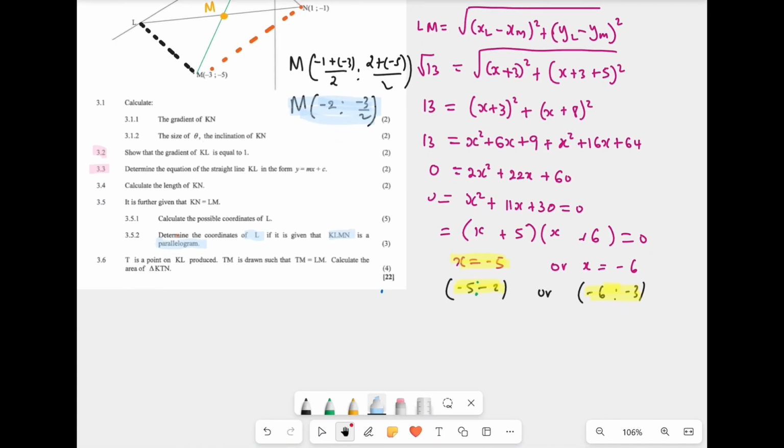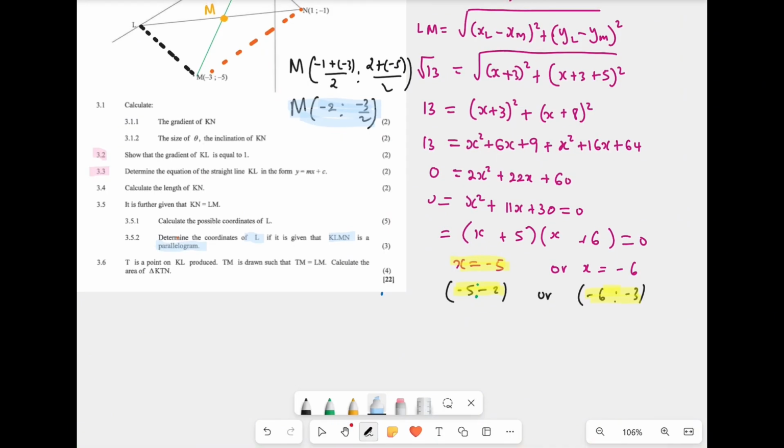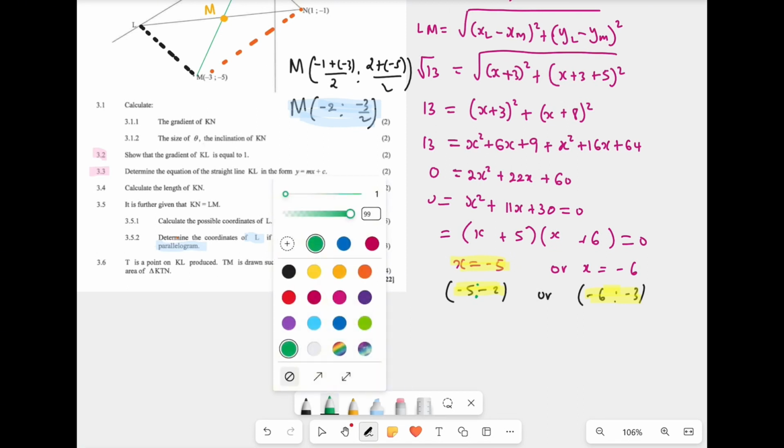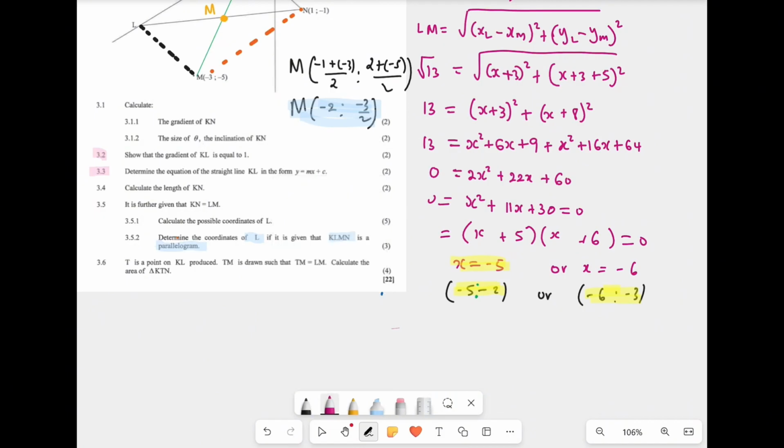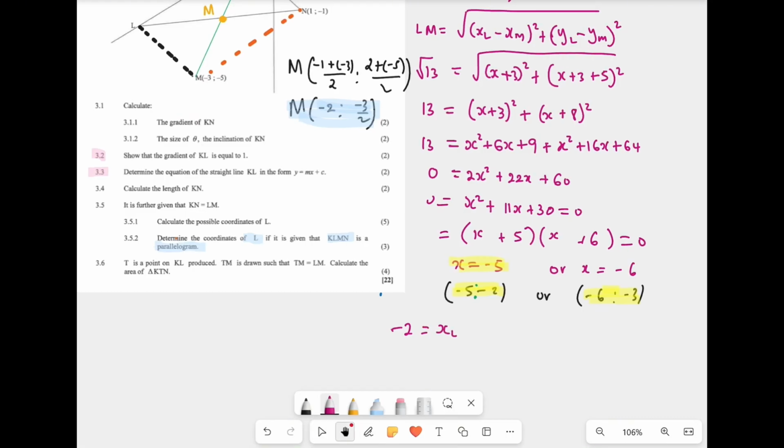So we can split the midpoint formula to find the coordinates of L. What is the x value for the midpoint? X value for midpoint is negative 2. So we have negative 2 is equal to XL, the x value that we are looking for, plus XN, which is 1, all over 2. So now we are going to have 2 multiplied by negative 2, minus 4, minus 1. So XL is equal to negative 5.